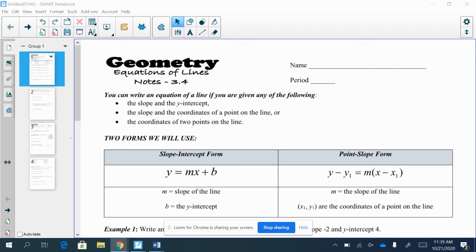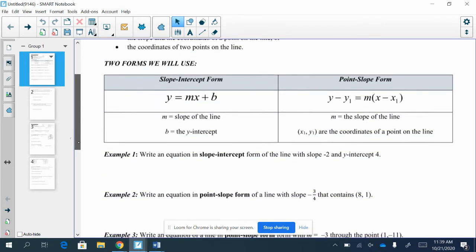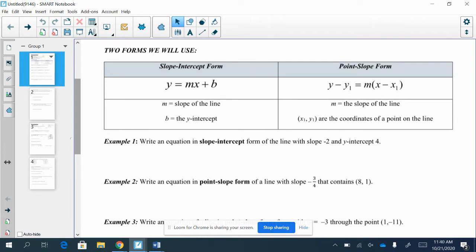the line if you are given any of the following: the slope and the y-intercept, the slope and the coordinates of a point on the line, or the coordinates of 2 points on the line. Okay, and then we have two forms. So we can use slope-intercept form, where y equals mx plus b. M is your slope of the line, b is your y-intercept. Or we have point slope form, y minus y1 is equal to m times x minus x1, where m is the slope of the line and x1, y1 are the coordinates of a point.